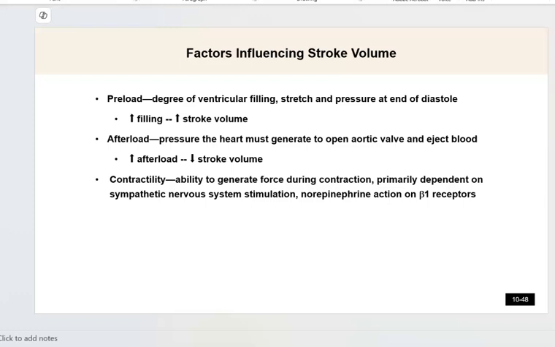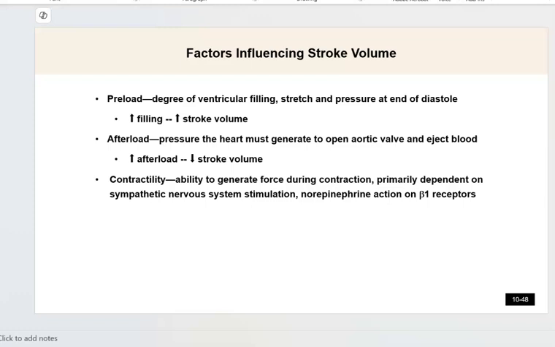So remember when we say stroke volume, essentially we're talking about what? It's the amount of volume ejected from the left ventricle during systole. And so that amount of blood that's going to be able to get into the arterial system is going to have a couple of different factors that will decide how much of the volume is going to go out. Okay. So one, we have preload, which is the degree of ventricular filling.